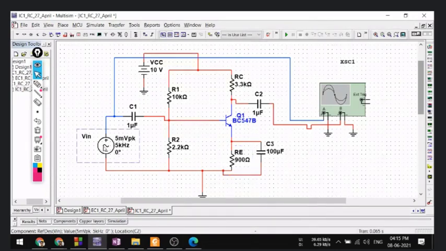This is 5 millivolt peak, that is 10 millivolt peak to peak, and 5 kilohertz. So this is your circuit, put RE as 900 ohm, and then tell me what peak to peak you got from the oscilloscope. Please, students, I am providing you some time. For 900 ohm, how much peak to peak did you get?